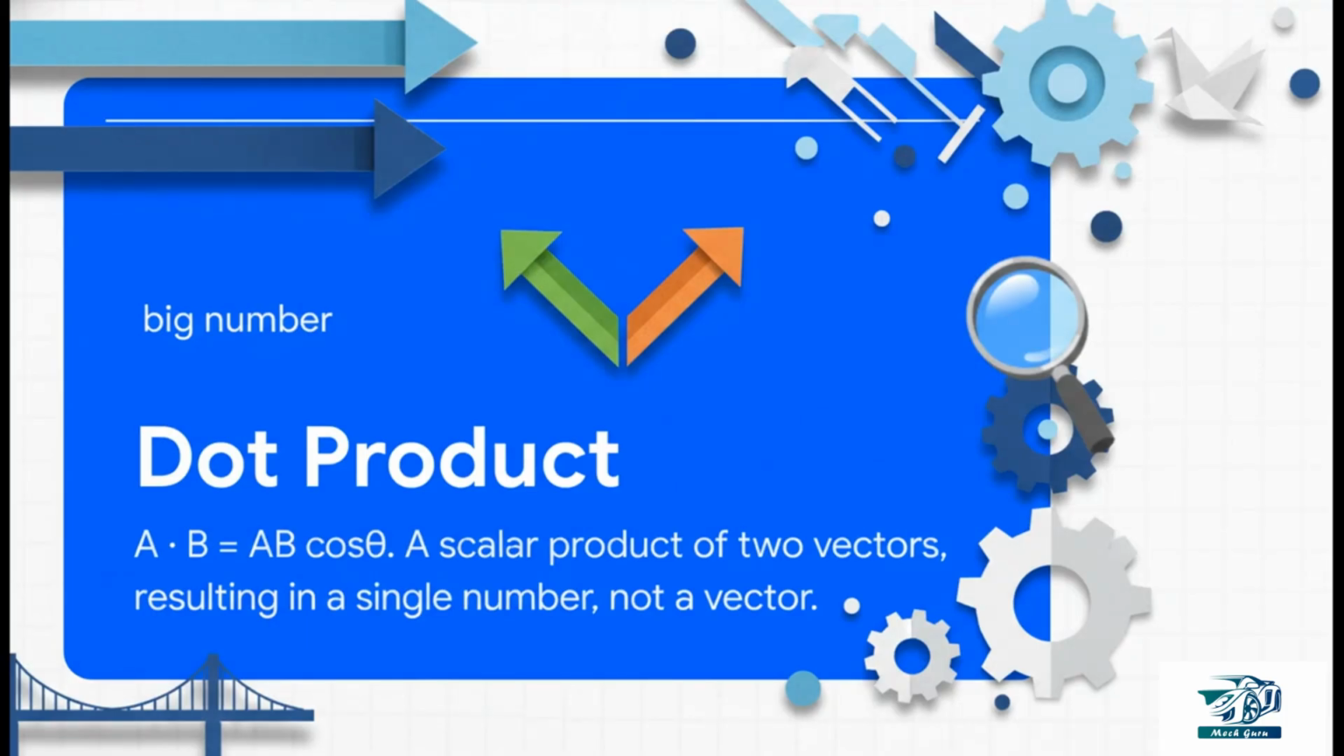Now, don't get hung up on the formula. The big idea is that when you dot two vectors together, you get back a single number, a scalar. And that number tells you how aligned those two vectors are. If they're pointing in the same direction, you get a big result. If they're at a 90-degree angle to each other, you get 0. It's a measure of their agreement, so to speak.